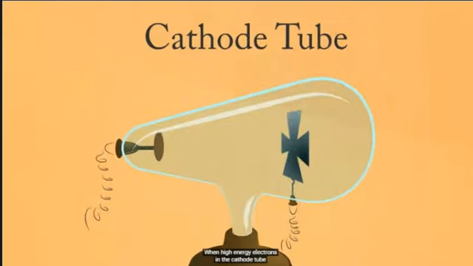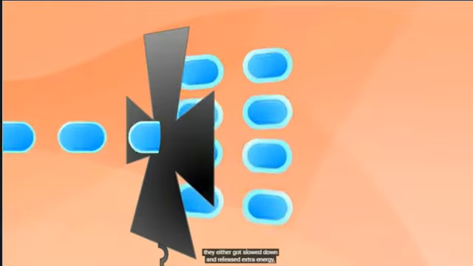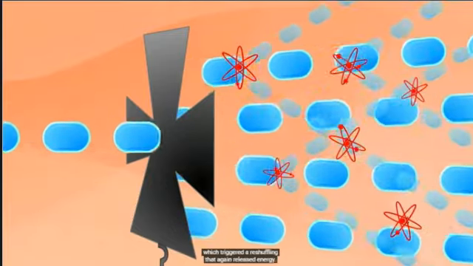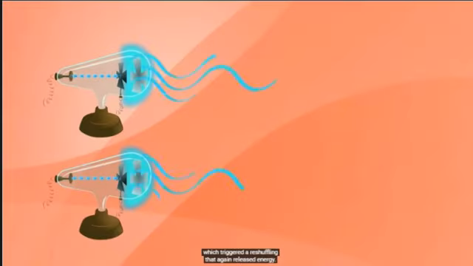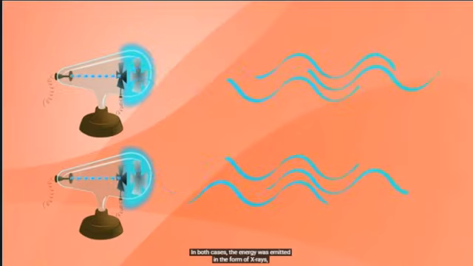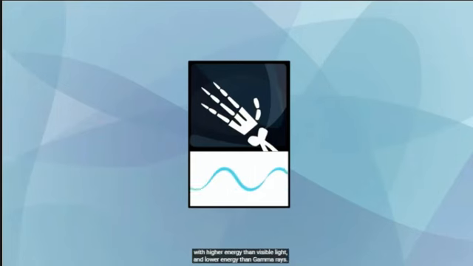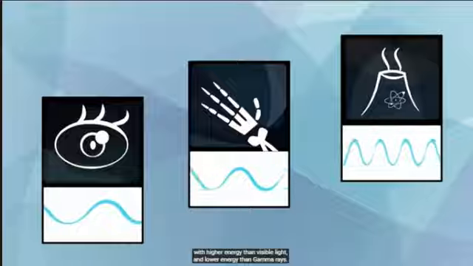When high-energy electrons in the cathode tube hit a metal component, they either got slowed down and released extra energy, or kicked off electrons from the atoms they hit, which triggered a reshuffling that again released energy. In both cases, the energy was emitted in the form of X-rays, which is a type of electromagnetic radiation with higher energy than visible light and lower energy than gamma rays.